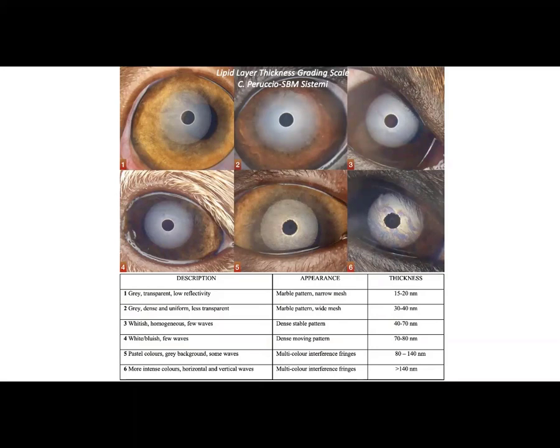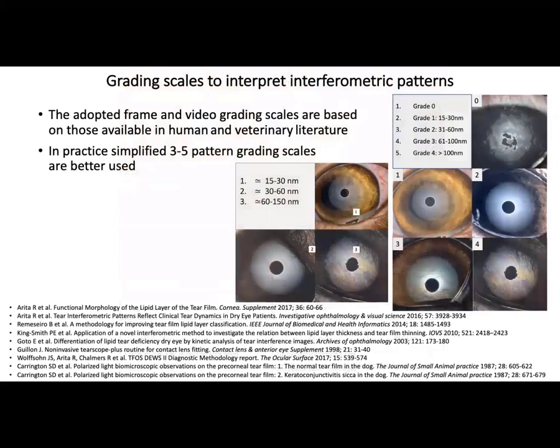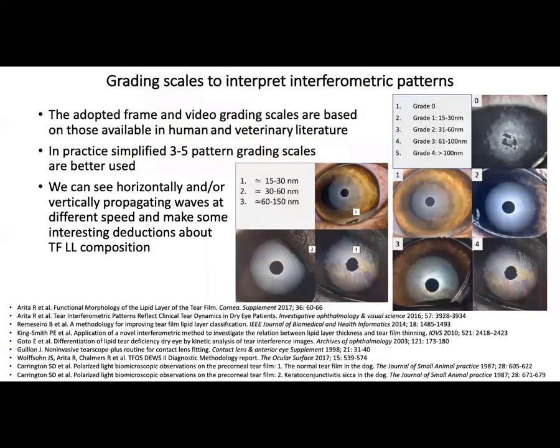Color may be gray, whitish, bluish, pastel, or more intense, with or without waves. The pattern may appear more or less homogeneous, or dense with color interference fringes. The adopted frame and video grading scales are based on those available in human and veterinary literature. In practice, a simplified five-pattern grading scale is better used. And we can see horizontally and or vertically propagating waves at different speeds and make some interesting deductions about the thin lipid layer composition.